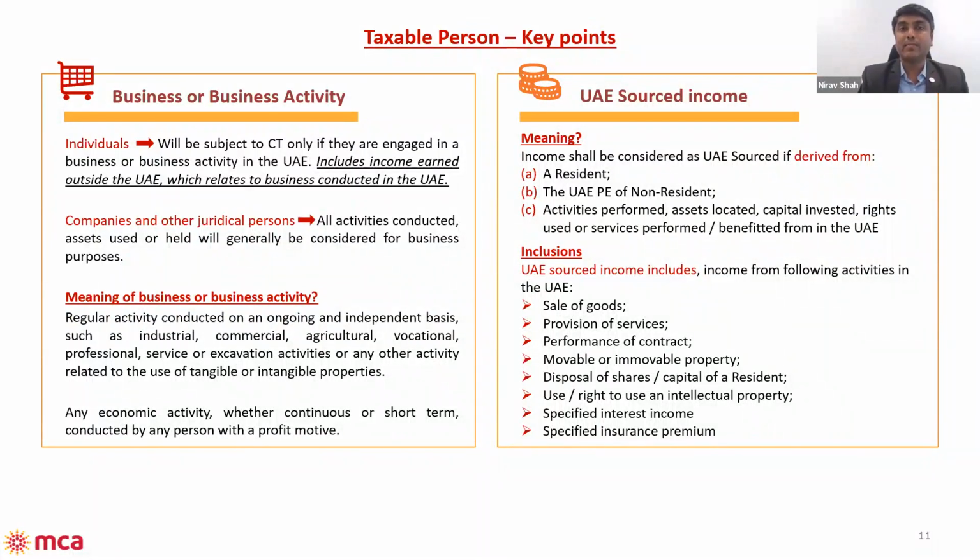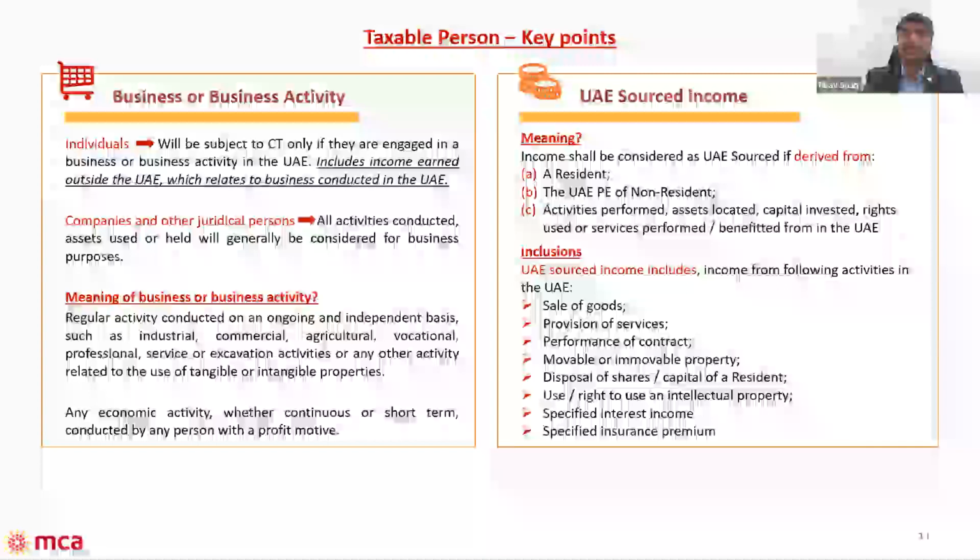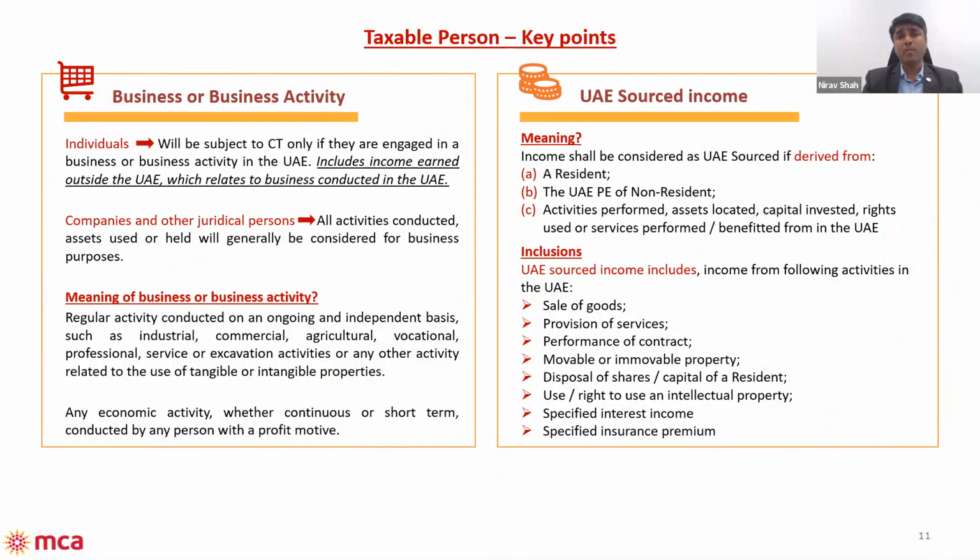And which kind of income would fall under this category? We have an example there: sale of goods, provision of services, performance of contract, any income relating to movable or immovable property, or use of any rights or any property, etc. So if we see here, almost all kinds of income which are related to UAE assets, whether movable or immovable, or which generate from dealing with a UAE resident, can fall under the ambit of UAE sourced income.